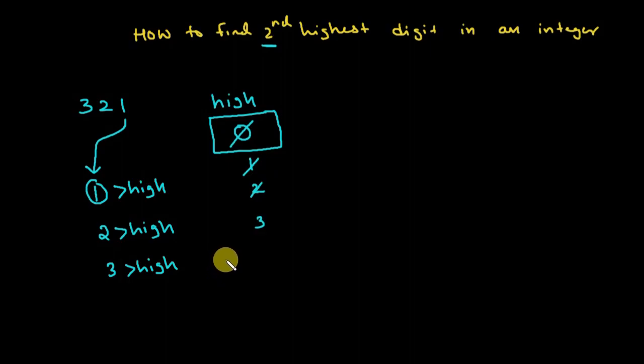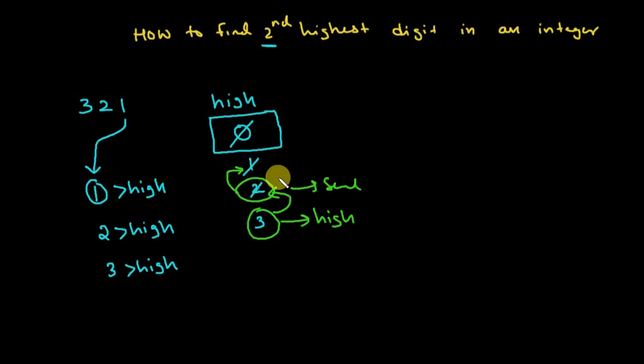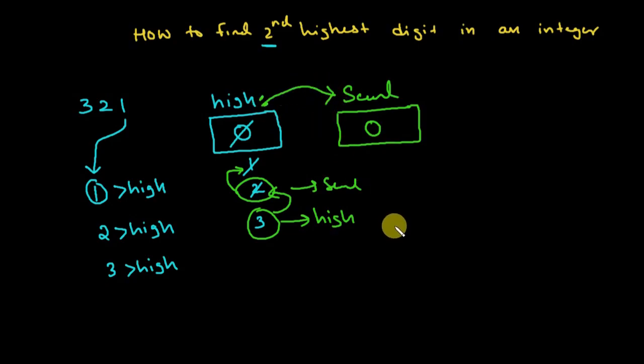Let's see what the pattern is. Whenever a new value becomes the highest value, then the previous highest value is the second highest value. So I'll make a second variable and initialize it with 0. Whenever high is modified, I'll copy the contents of high to the second variable. That is my logic.